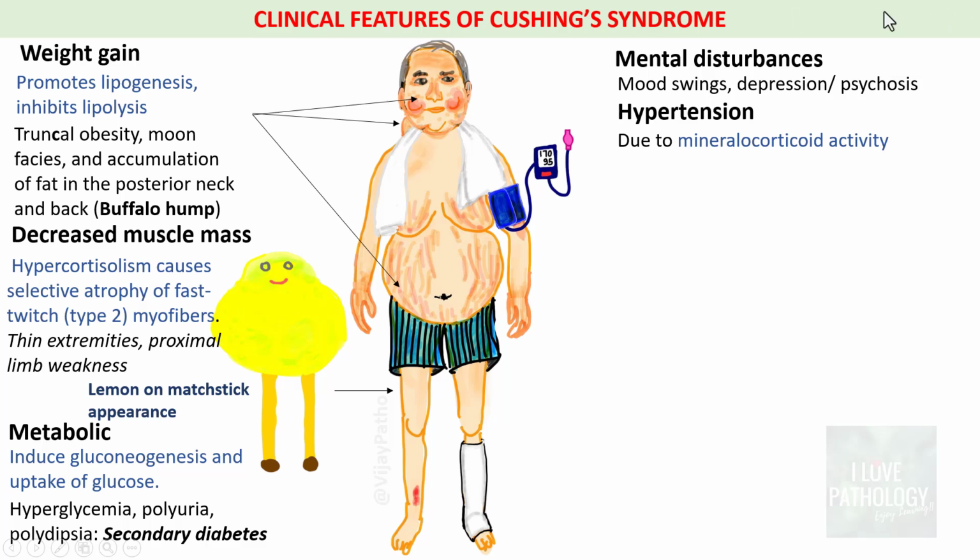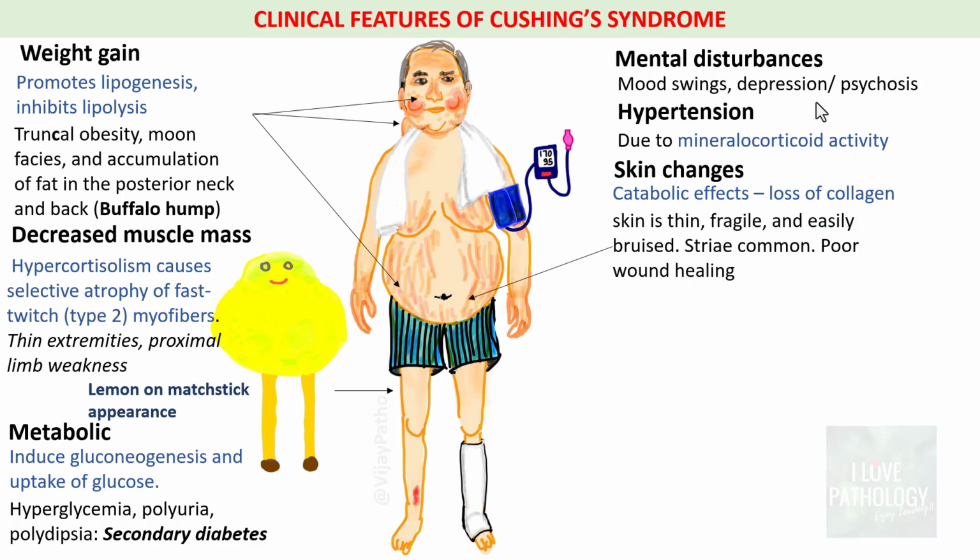Sometimes they have mood disturbances in the form of mood swings, depression. In very rare cases, this patient can manifest with severe psychosis as well. Another prominent feature which you need to understand is the skin changes, and the skin changes are because of the catabolic effect of glucocorticoids, where there is loss of collagen in the dermis. And that's why the skin is thin, fragile, and easily bruised. Striae are very common, particularly when there is increased deposition of fat. It stretches the skin, thereby leading on to the striae. And even if there is a wound, there is delayed wound healing.